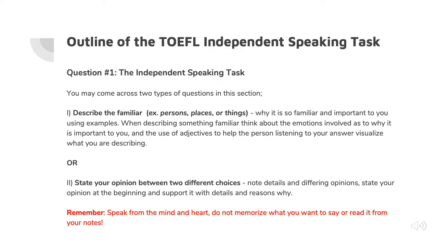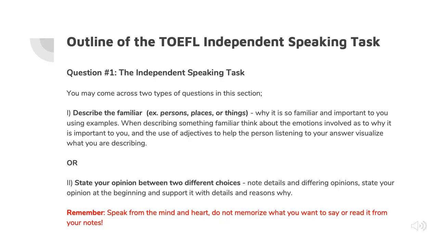The outline of the TOEFL independent speaking task. Question number 1, the independent speaking task. You may come across 2 types of questions in this section. The first may be to describe the familiar, for example, persons, places, or things. You will be asked to describe why it is so familiar and important to you, using examples.